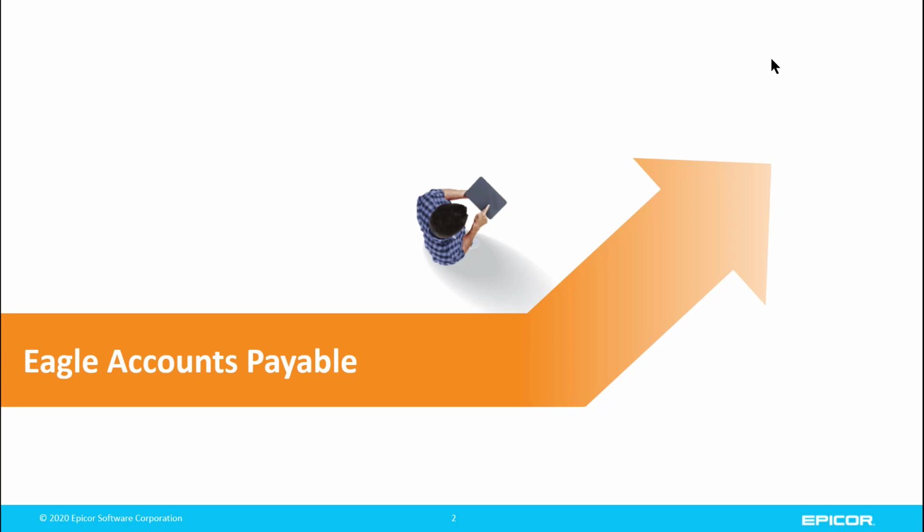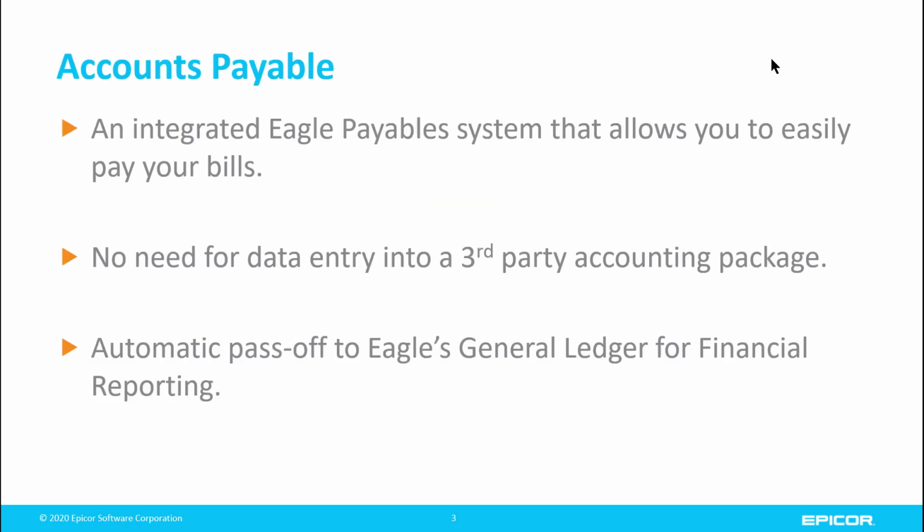So we're going to first talk about Eagle Accounts Payable, and that application is basically integrated with your purchasing to pay your bills as you receive merchandise. It also allows you to pay your overhead expenses as well. So the key is no need to put data into a third-party package. It's all passed off as you receive and update your inventory through purchase orders. That also creates payable records for paying of the invoice when that arrives later. And then that data passes to the general ledger for financial statements.